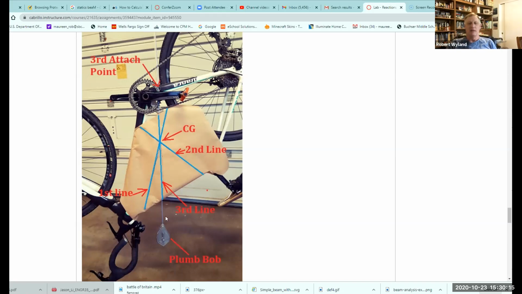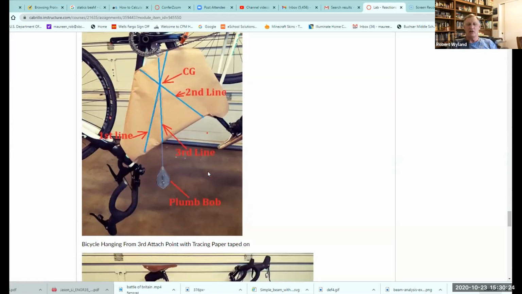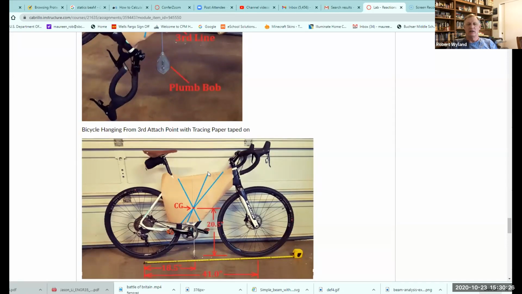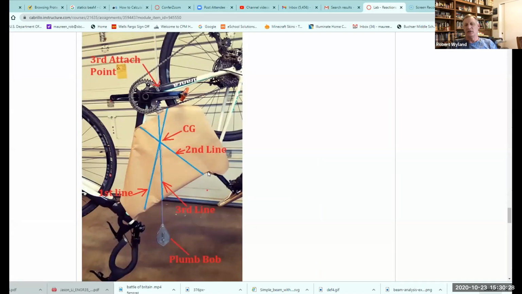So there's the plumb bob and the third line. That's my center of gravity. So that will give me the location of the center of gravity for the bicycle. And my question to you as students, and your knowledge of connections and the sum of the forces and so forth, is: why does this method work?